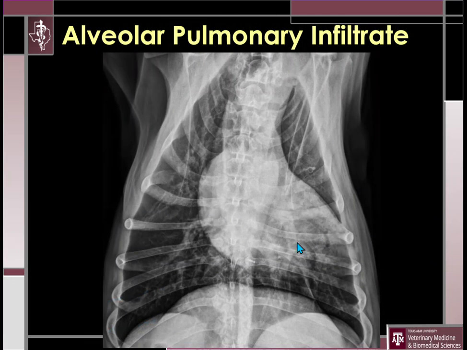Another illustration, this one happens to be in the same place, so it's in that caudal subsegment, where we have the sharp demarcation between the alveolar pattern and the normal lung.